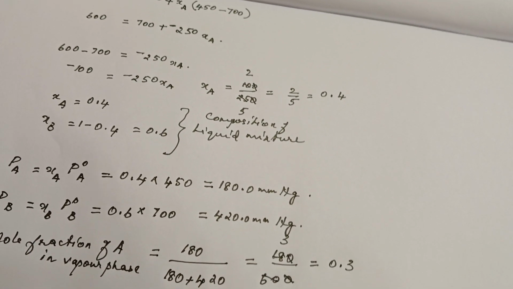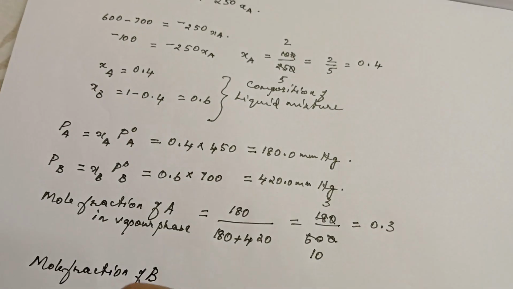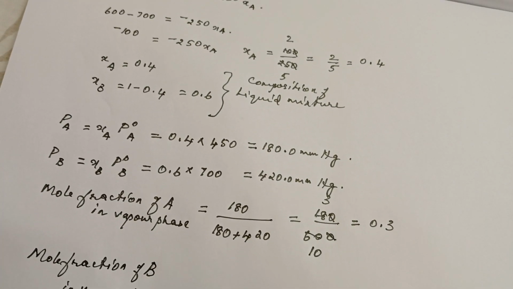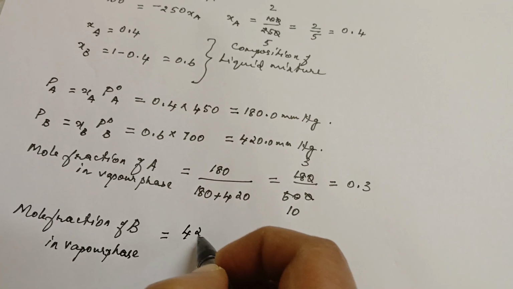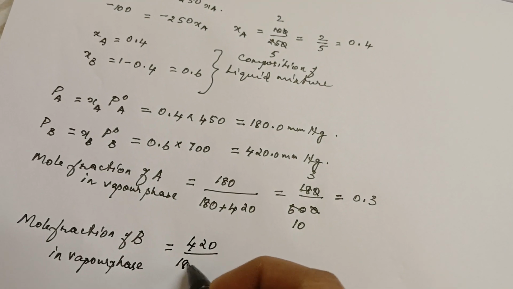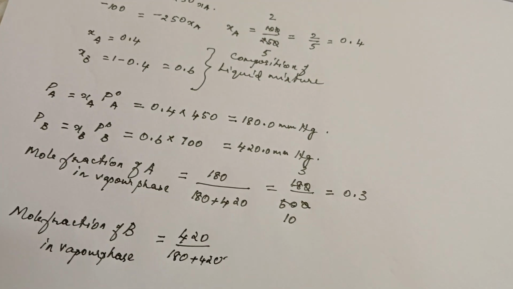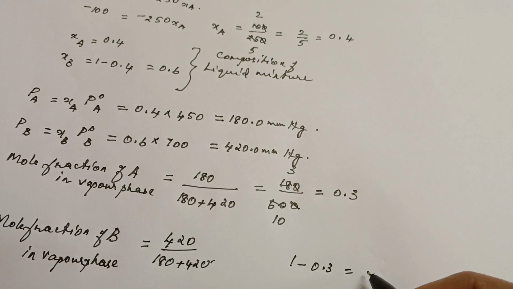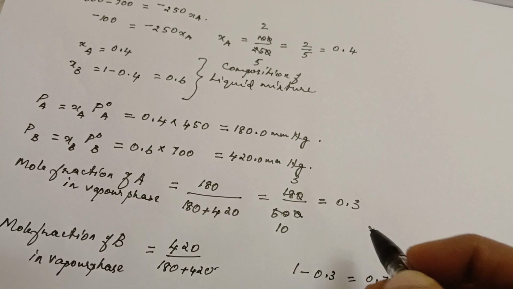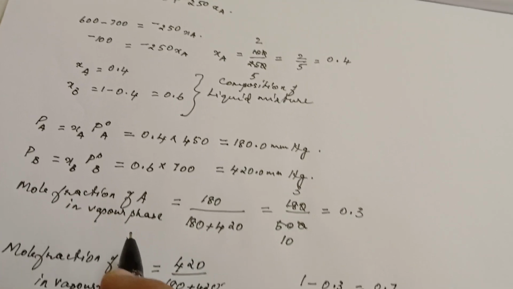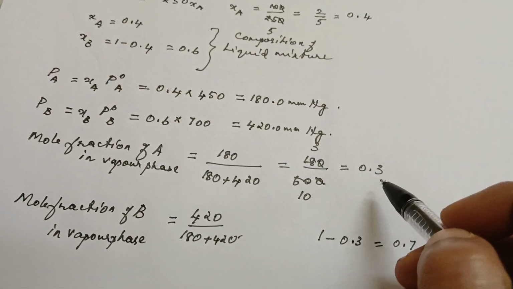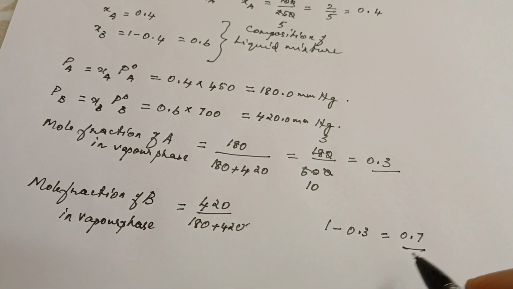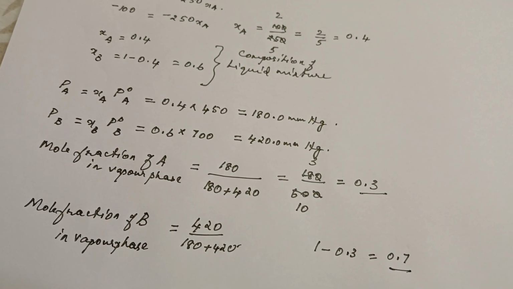And mole fraction of B in vapor phase equals 420 divided by 180 plus 420, or we can do it as 1 minus 0.3. We will get it as 0.7. So this will be the composition of the vapor phase, that is 0.3 of A and 0.7 of B will be there in the vapor phase.